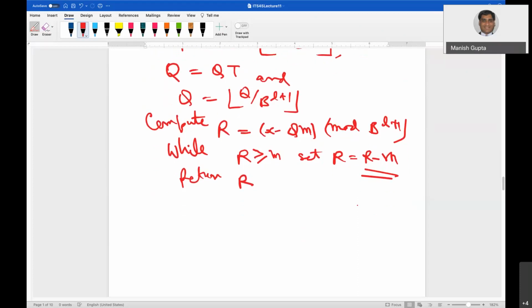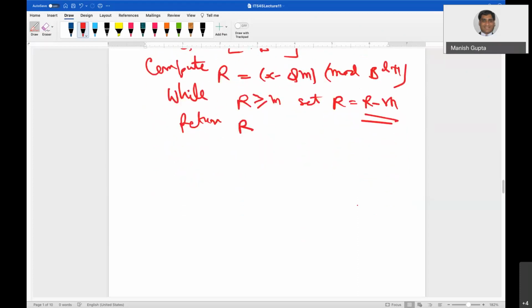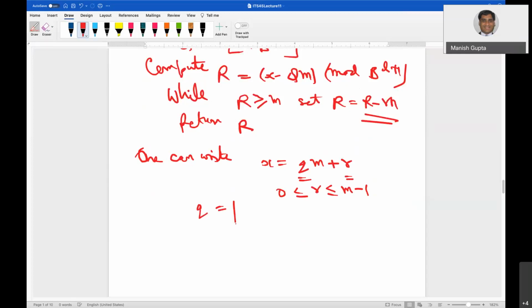Okay, so let me give you the actual explanation of how it works, and then I will show you an example, and that will be enough. We know that one can write x is equal to qm plus r. Right, this is the normal formula. q is the quotient, r is the remainder, where 0 is less than or equal to r, which is at most m minus 1. And we know that the actual quotient is the greatest integer of x divided by m, right?